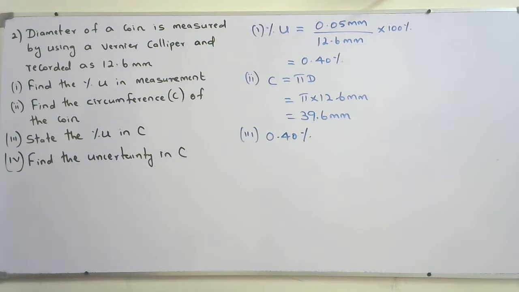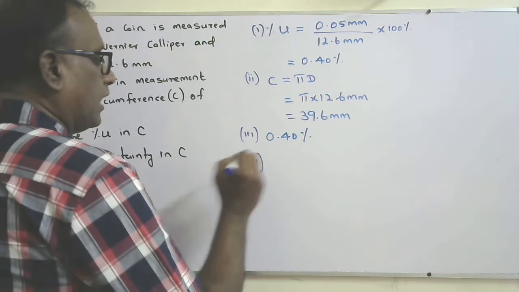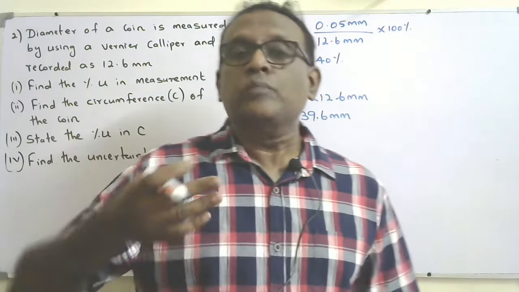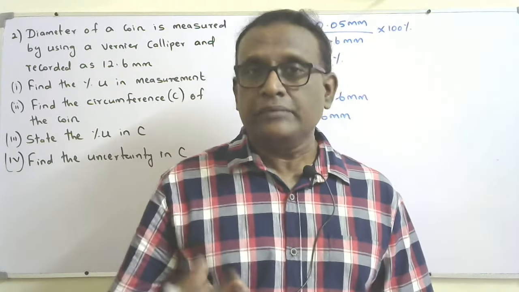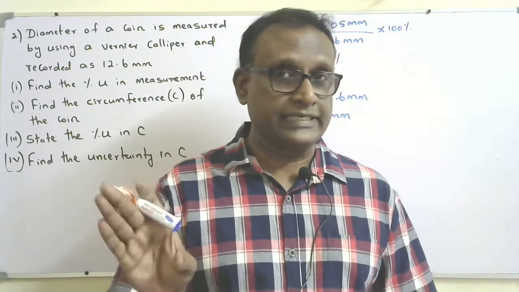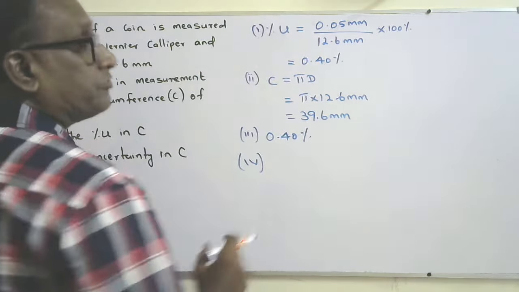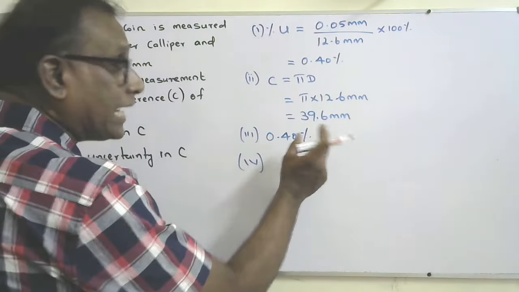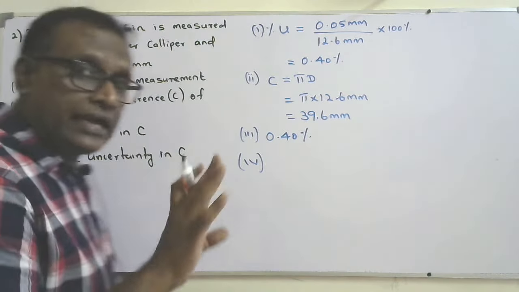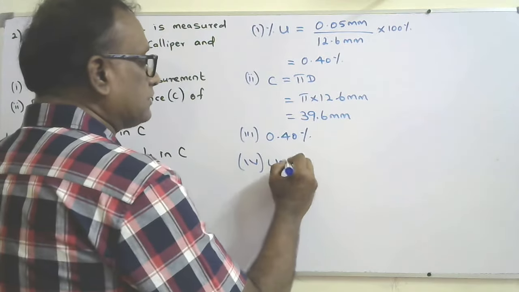Okay, so fourth part, find the uncertainty range. Here actually, I don't need to calculate it. I can simply say, I told that already. When you multiply a measurement by a number, uncertainty also will be multiplied, but percentage uncertainty will remain the same. So uncertainty in the measurement is 0.05. If I multiply 0.05 by pi, I will get the uncertainty in the circumference, but I'll do the calculation and show you, you will get the same answer. So I do the calculation.